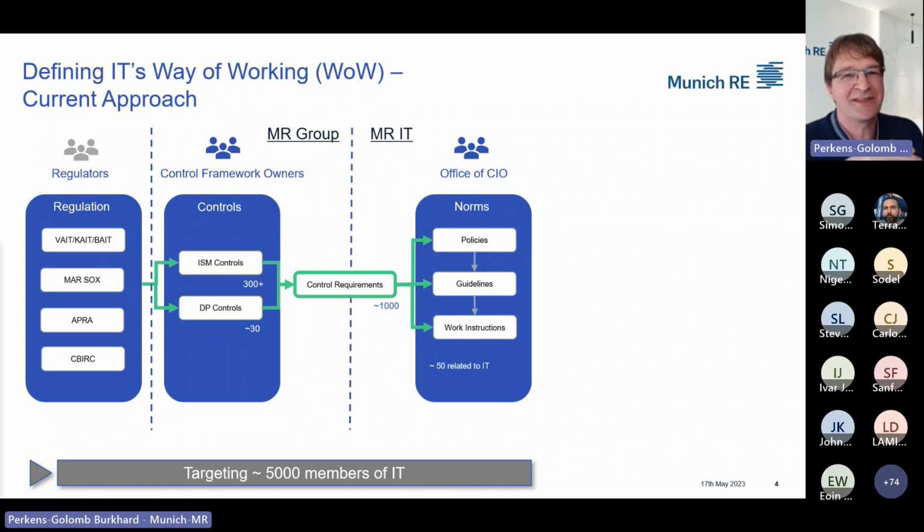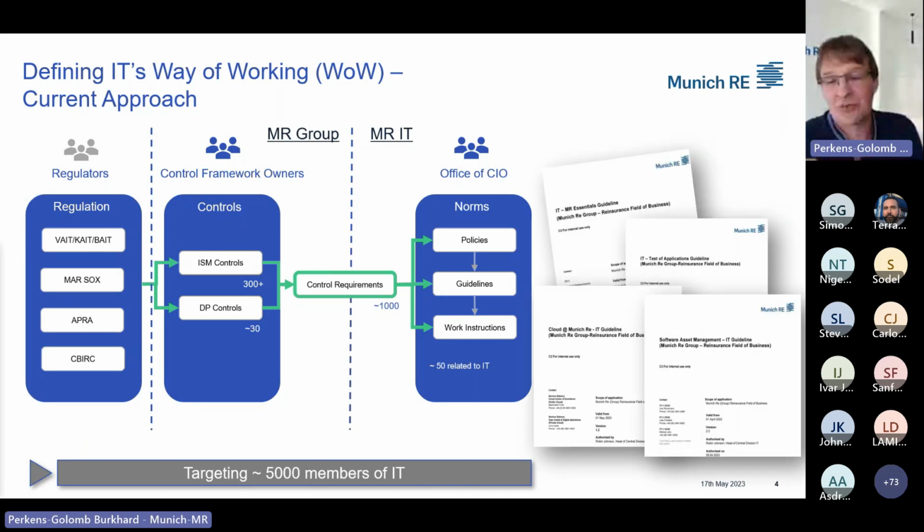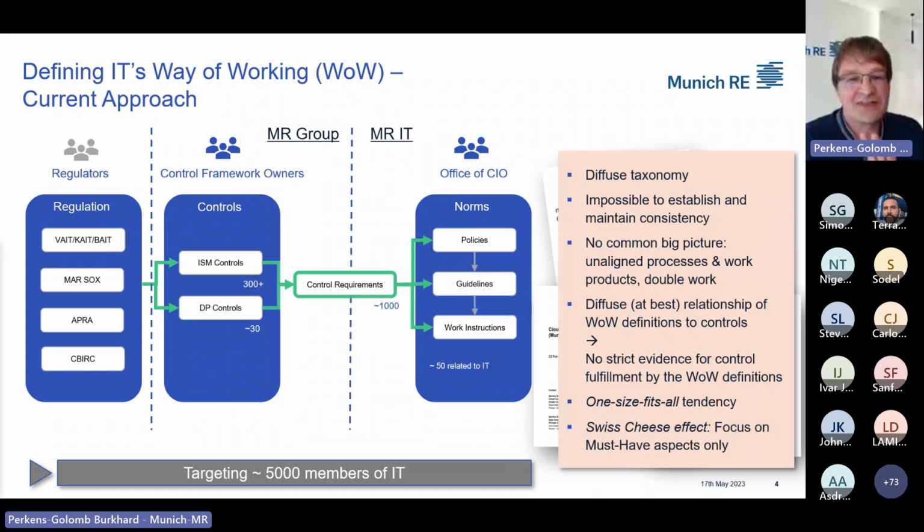And my personal opinion is they came up with a kind of smallest common denominator. The smallest common denominator is text in words. So what they came up with is this hierarchy, these 3 levels of Word documents: policies, guidelines, and work instructions. And currently about 50 of them address IT aspects. I guess since you are more or less all IT people, you can easily imagine what this means and what the challenges are. So a bunch of 50 Word documents, thousands of pages targeting roughly 5,000 members of IT.